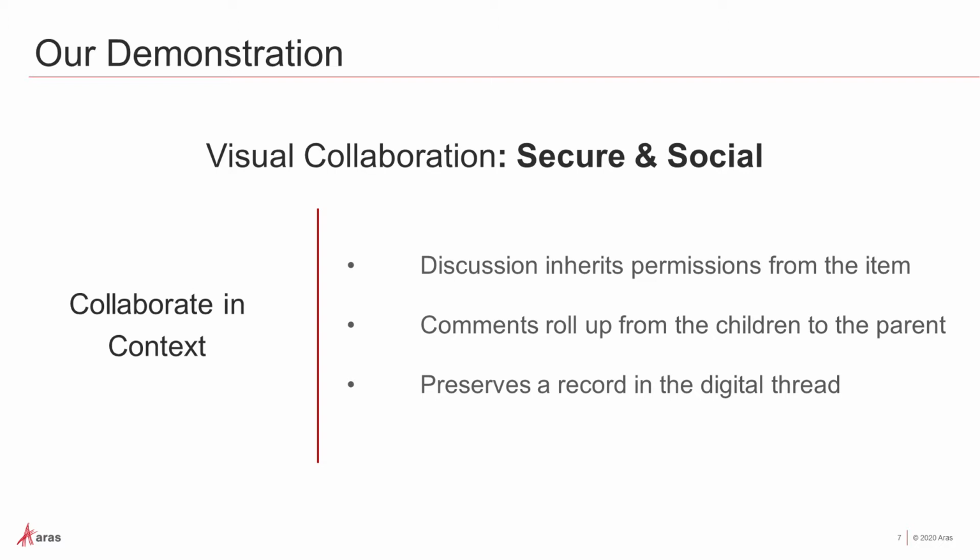You'll also see how visual collaboration preserves a record in the digital thread right there with the item types of all the conversations that went into creating that item and all the changes and all that kind of tribal knowledge that people were thinking about and discussing as product development went on. So a really valuable record of how they arrived at their decisions that's not always captured in things like an ECO. It's kind of that informal back and forth that your team has around product development.